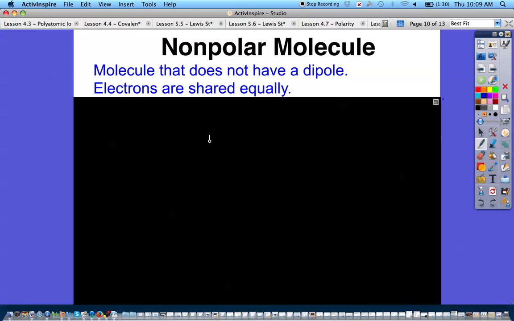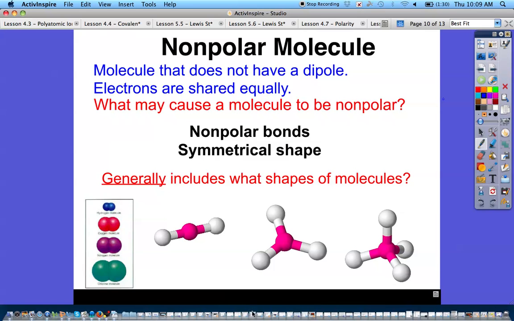A nonpolar molecule is a molecule that does not have a dipole. The electrons are going to be shared equally between these because the electronegativity difference is very small. What causes a molecule to be nonpolar is nonpolar bonds and symmetrical shapes. So what shapes are generally nonpolar molecules? Your diatomic molecules. So those are going to be linear, but they're going to be the same type of element.